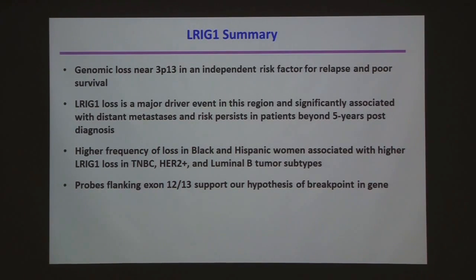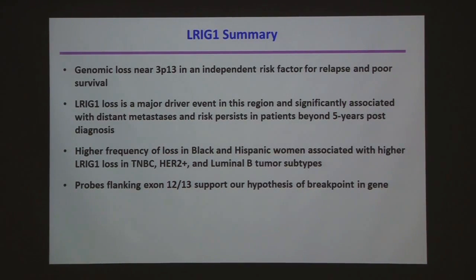So in summary of this section, genomic loss near the 3p13 region is an independent risk factor for poor survival. The LRIG1 loss is a major driver event in this region and significantly associated with distant metastasis, and this risk persisted beyond the 5 years post-diagnosis. We found a higher frequency of loss in both Black and Hispanic women associated with this LRIG1 loss, and it was also more frequent in patients that had triple-negative breast cancer or HER2 positive and luminal B types, which is also a worse prognostic group.